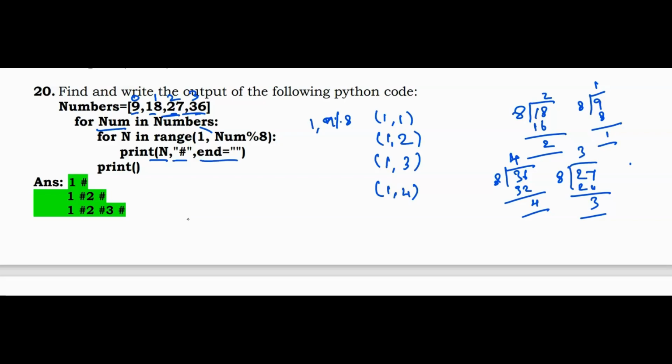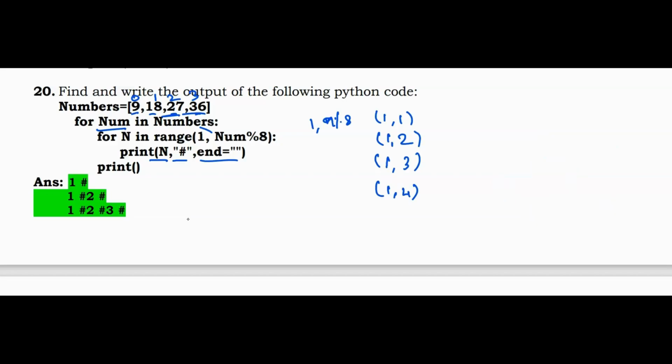So let us write the answer now. After calculating this for loop, let us calculate the print function. Now we have calculated each iteration, so the iterations will be done four times: first time, second time, third time and fourth time. So for this 1 comma 1, the range function will not work.